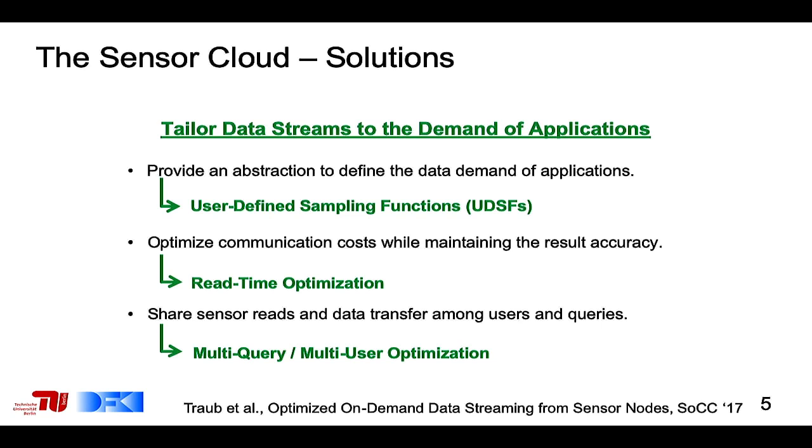And we basically provide three parts of the solution here. First, we need an abstraction to actually define the data demand of applications. And for that, we introduce what we call user-defined sampling functions, or in short, UDSFs. We then optimize the communication costs while we maintain the result accuracy. So for that, we do a read time optimization, deciding when to perform sensor reads and when to transmit the data. And last but not least, we also observe that there is an end-to-end relationship between lots of sensor nodes and lots of applications using the data. So here we do a multi-query and multi-user optimization to share sensor reads and network traffic whenever possible.